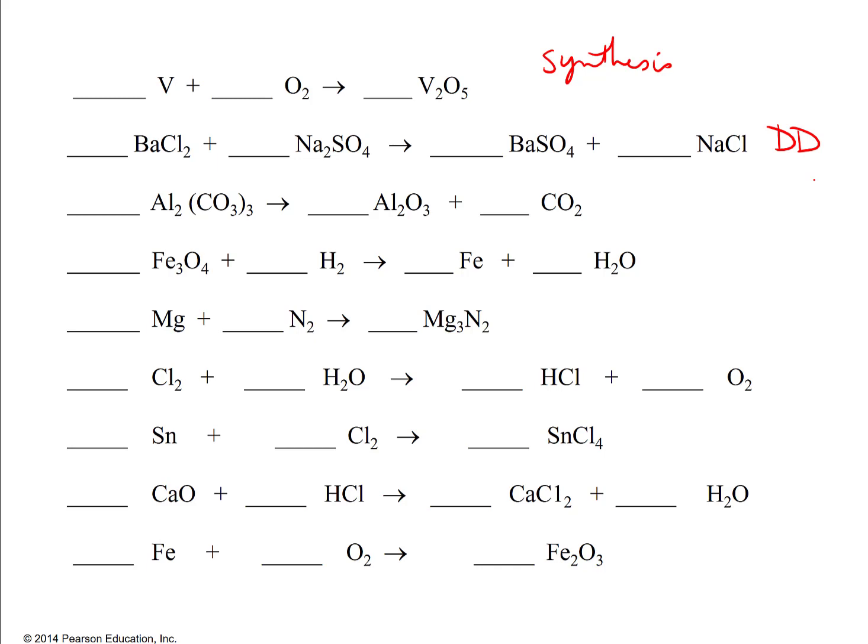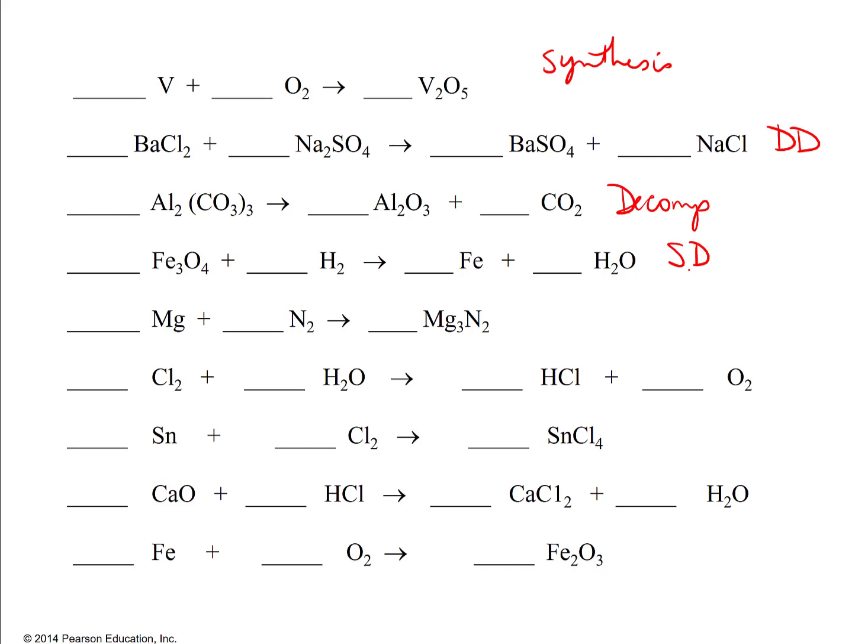So the displacements are going to have the same number. What about the next one? Aluminum carbonate. It's decomposition. Yep, so you start off with aluminum carbonate, breaks down into aluminum oxide and carbon dioxide. Iron oxide plus hydrogen makes iron and water. 2 and 2, so you have 2 on one side, 2 on the other side. It's a single displacement. So see, the hydrogen bumps the iron off, takes its place, iron's all by itself.